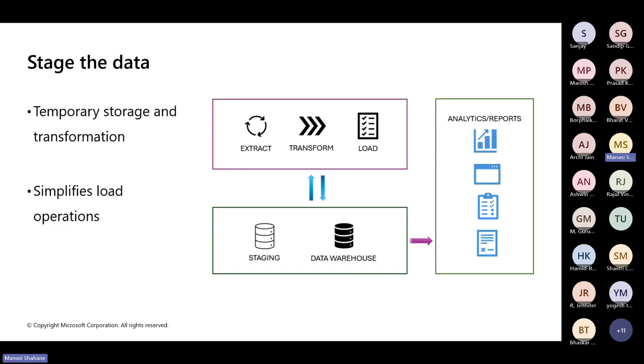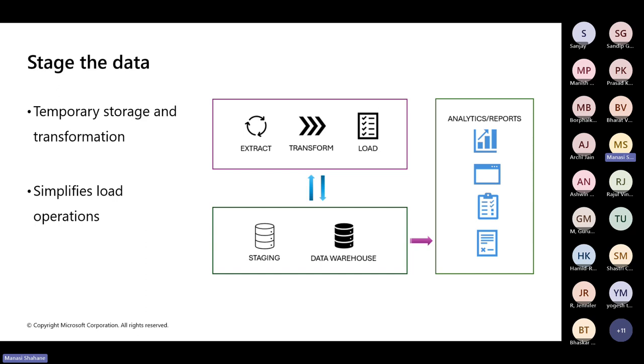A staging table is like a buffer zone, which you can put between the data source and the fact table in the data warehouse. So let's say you want to perform some transformations before you store the data into the fact table or load the data into the fact table. You can do that in your staging table.